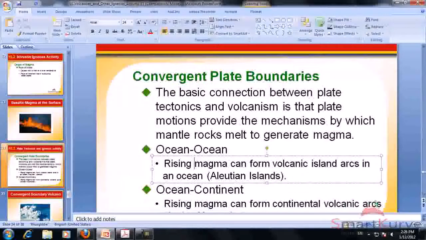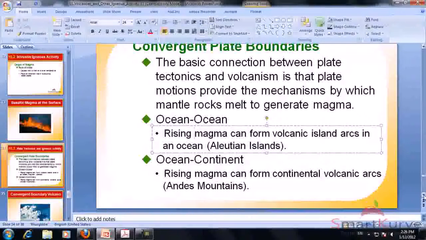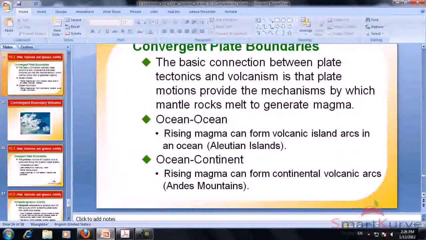In the ocean, rising magma can form volcanic islands. A good example of this is the Aleutian Islands. We talked about the Aleutian Islands yesterday. This is a convergent plate boundary. There are two ocean plates coming together and pushing up the Aleutian Islands. Again, the Andes Mountains in South America, which we talked about yesterday. That's an example of an ocean plate meeting a continental plate. So we've got that rising magma.